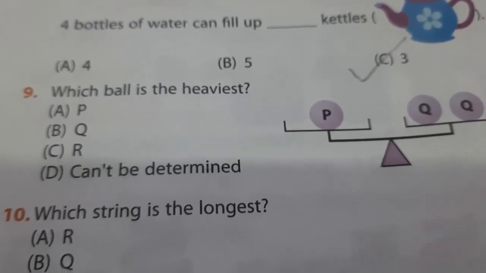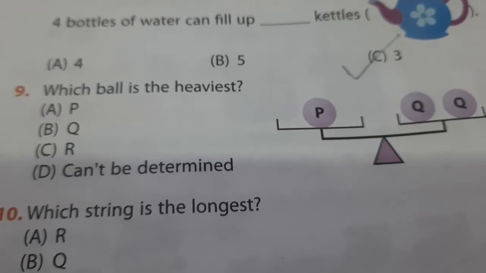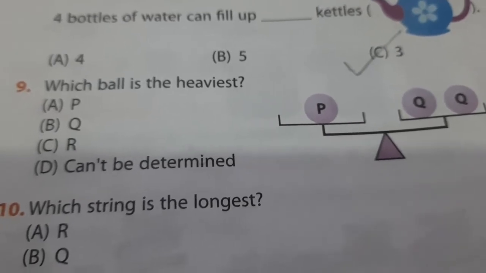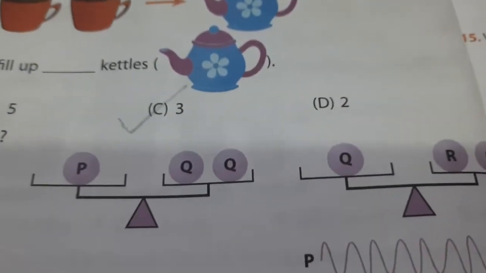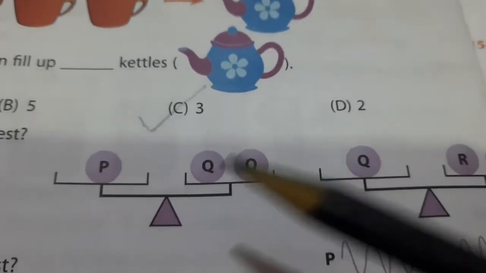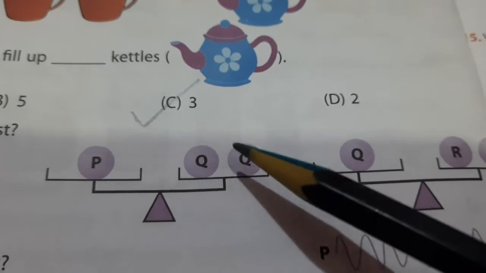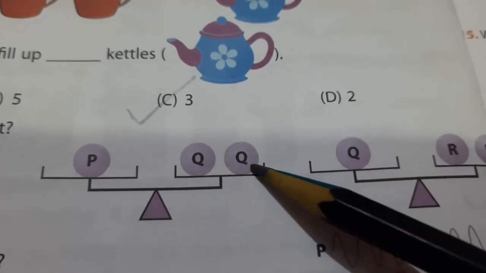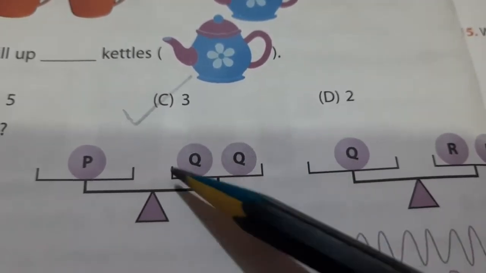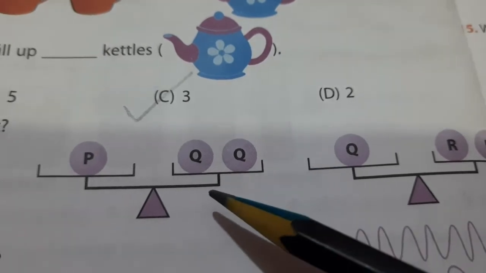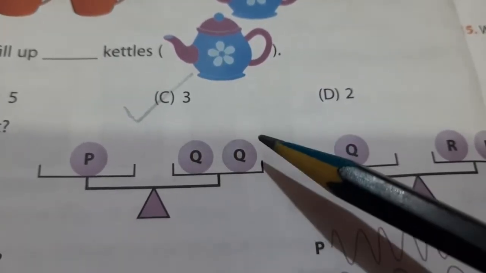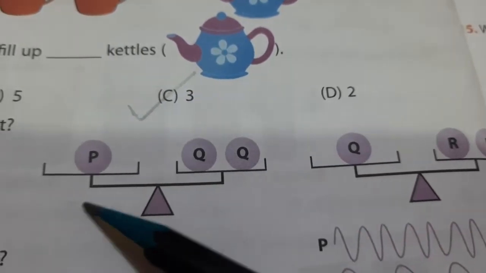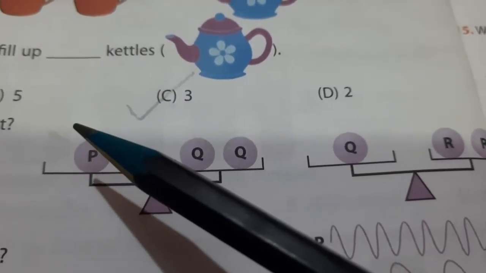Which ball is the heaviest? You have balls P, Q, R, and you can't determine is the option D. Now let us look at the weighing scale which is given. It says 1P is equal to 2Q. So if I am weighing 2 Qs, I will get 1P, which means my Q is lighter and which also means my P is heavier.